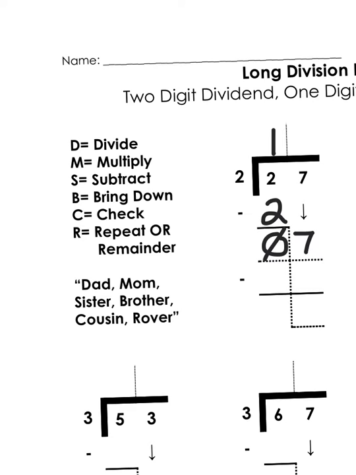So now I ask myself, how many groups of 2 can I get out of 7? Now, I can use my skip counting to help me. 2, 4, 6, 8. 8 is too big, so the closest number of groups of 2 I can get without going over is 3, because 3 times 2 is 6. So I subtract the difference, and that leaves me with an answer of 1. 1 is smaller than my divisor, so that means that now I have something left over. In other words, a remainder.